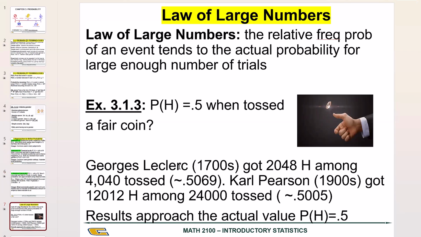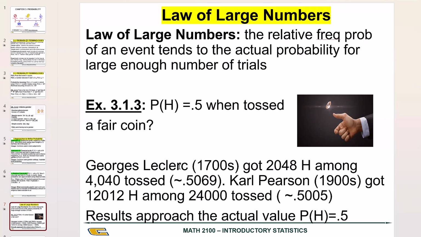So now let us look at the law of large numbers, which is one of the most important laws in probability. The law of large numbers tells us the relative frequency probability of an event will tend to the actual probability if you have a large enough number of trials. So when you have a large enough number of trials, things will converge to the underlying truth.